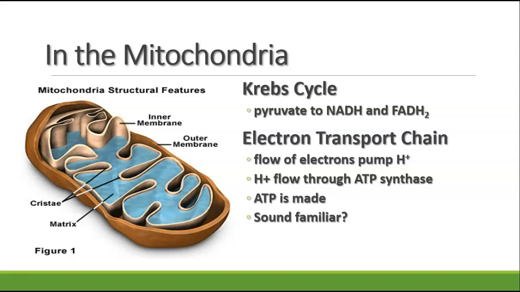And then the final part, the electron transport chain, occurs on the inner membrane of the mitochondrion. In that process, we have a flow of electrons pumping hydrogen ions into the intermembrane space. And then hydrogen is going to flow through ATP synthase to make ATP. This should sound familiar to you if you've already done the part about photosynthesis, because the electron transport chain is somewhat similar to the one we see in photosynthesis in the chloroplast.